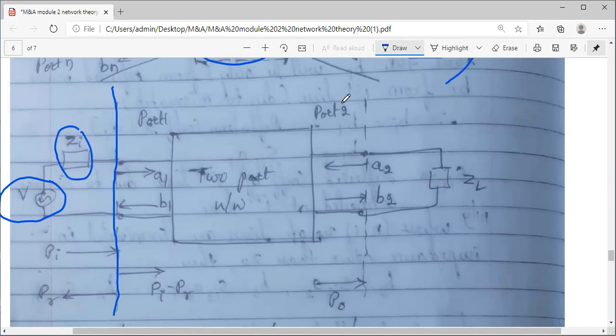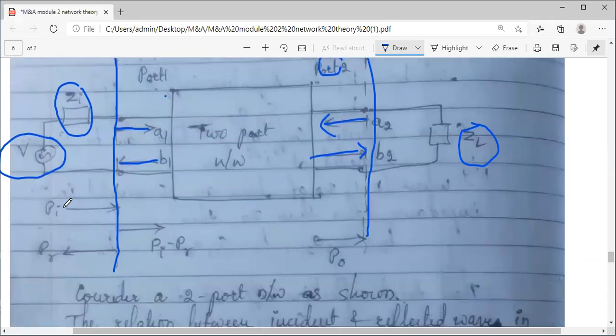It has got certain impedance Zi. You have a port 2 which has got a reference plane here, and the load is connected at port 2. For port 1, the incident wave is A1, the reflected wave is B1. For port 2, this is your other side, the incident wave is A2, the reflected wave is B2.